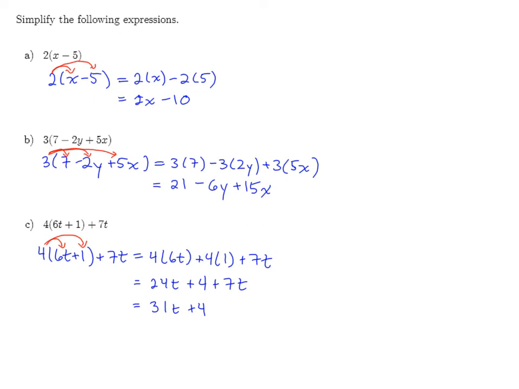So again, we started with 4 times the expression 6t plus 1, and then added 7t to that. So we distributed that 4 across and got 4 times the quantity 6t plus 4 times 1 plus 7t. We simplified that to 24t plus 4 plus 7t, and then combined the like terms 24t and 7t to have a final expression of 31t plus 4.